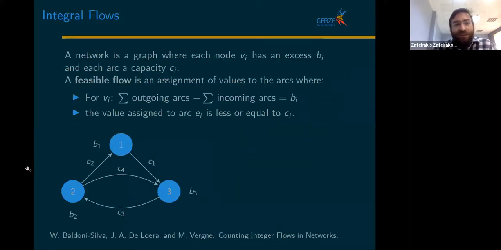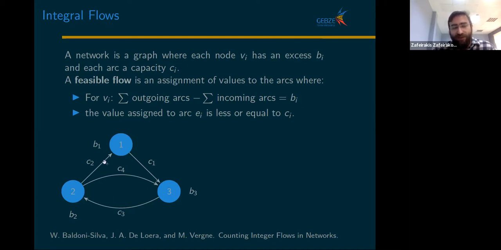Now, another problem is computing integral flows. What is an integral flow? Let's say we have a network, which is a graph where each node vi has some excess bi, as we call it. We assign an integer to its node, and each arc, or edge, has a capacity ci. Now, a feasible flow is an assignment of values to the arcs, such that for every node, the outgoing minus the incoming arcs is equal to bi, which is the excess of the node, and the value we assign to an arc is less than or equal to its capacity ci.